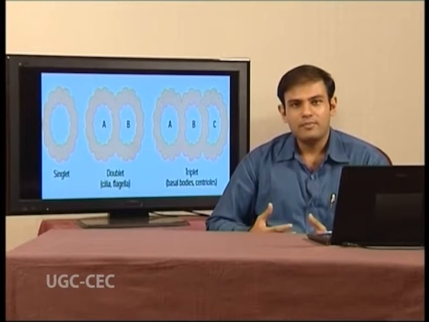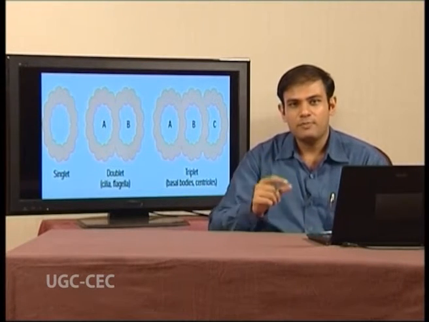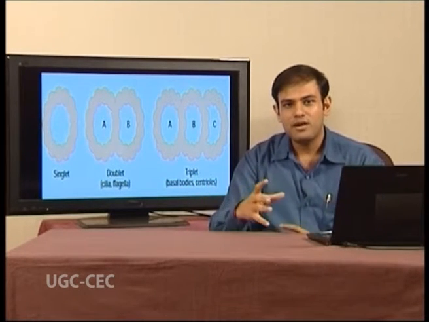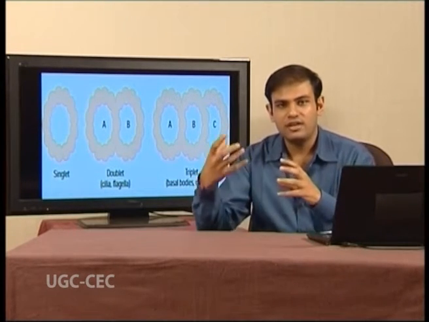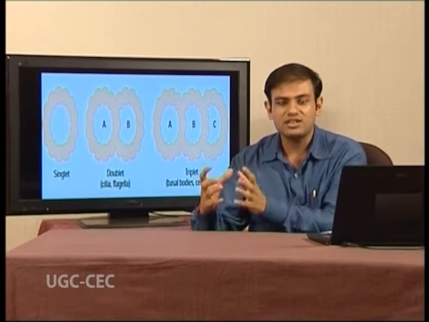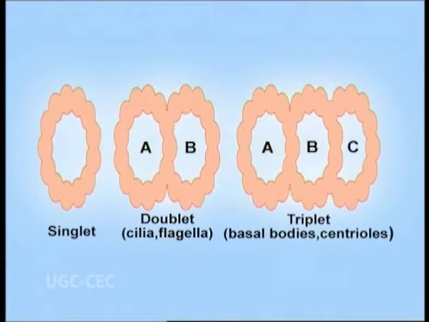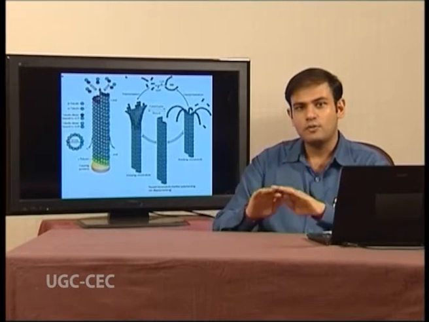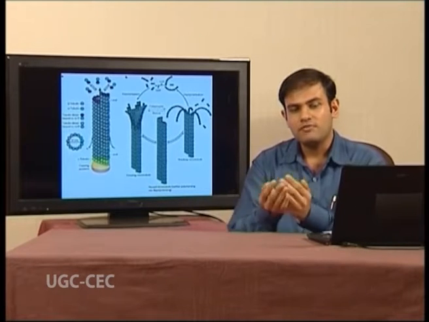Virtually every microtubule in the cell is made up of 13 longitudinally arranged protofilaments. But apart from these 13 longitudinally arranged protofilaments, which form a structure called a singlet, we have another structure called the doublet and a third structure called the triplet. The doublet contributes to the formation of cilia and flagella, and the triplet contributes to the formation of basal bodies and the centrioles.